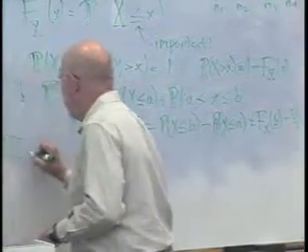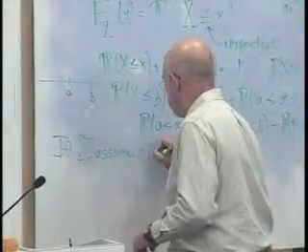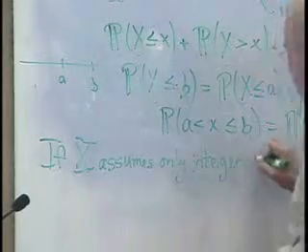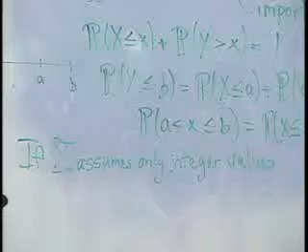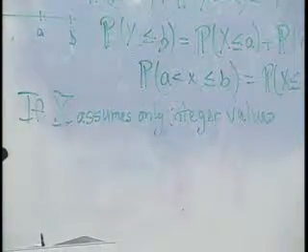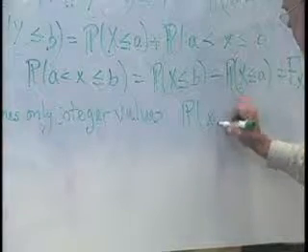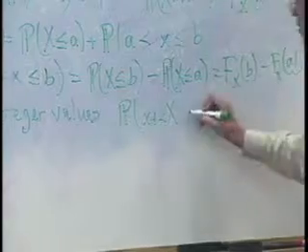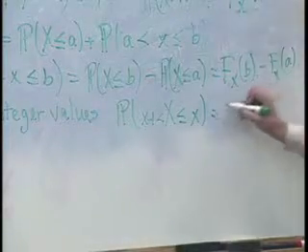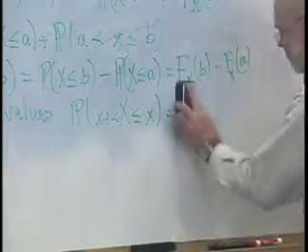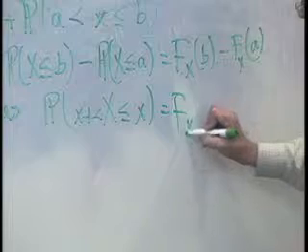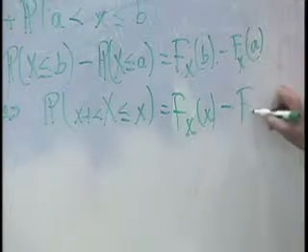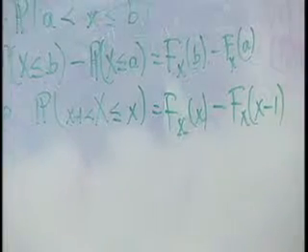If X assumes only integer values, this is often the case, but I have not been assuming it in general so far, then we can work out the probability that X is greater than x minus 1 and less than or equal to x, and that is F, my distribution function evaluated at x, minus the same function evaluated at x minus 1.